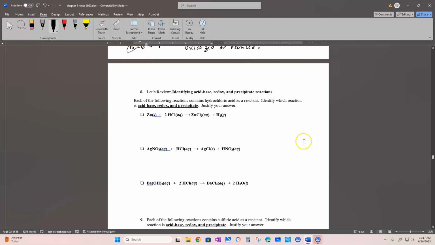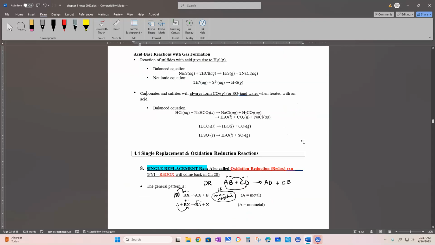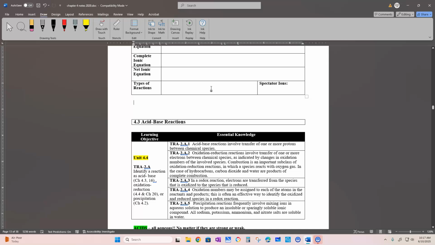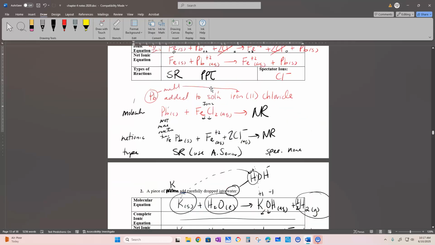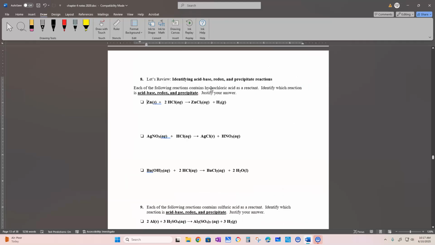This is an actual AP question where they give you a sample example. And remember in the learning objectives, I want to say it's in 4.3 real quick. One of the learning objectives asks you, can you identify if something's acid-base, oxidation, reduction, or precipitate? Well, now let's practice it. Now that we've learned every type of reaction, let's do a sample AP question.